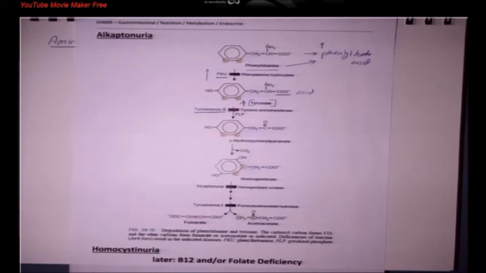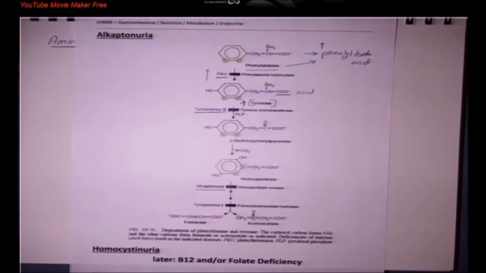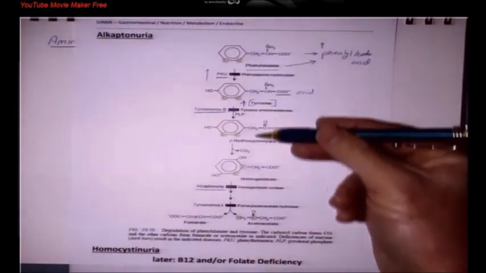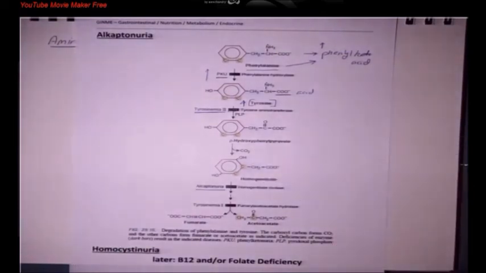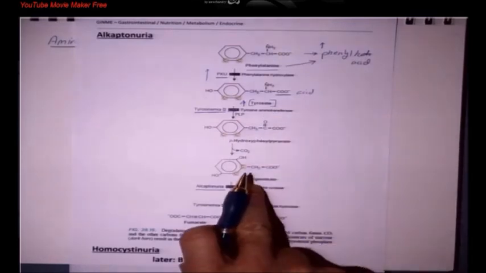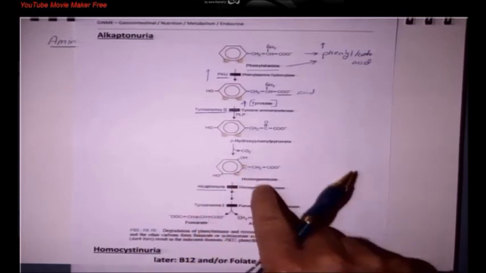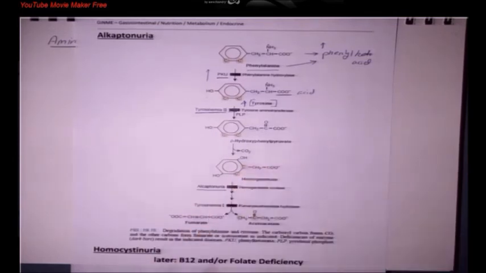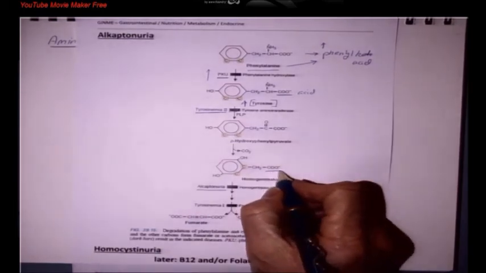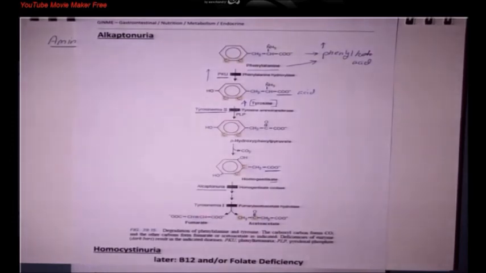The other one is down here, alkaptonuria. This is further along the processing of this aromatic amino acid degradation pathway. So we can get all the way down here to homogentisate, and we have a block here. This is a toxic intermediate because it's an acid. And so that's going to cause an aciduria problem.